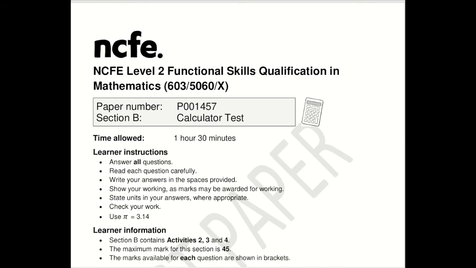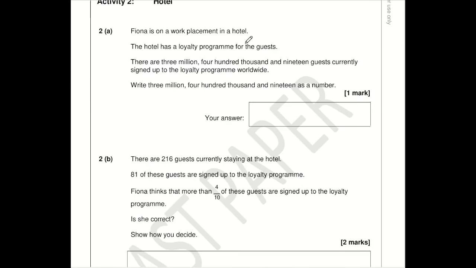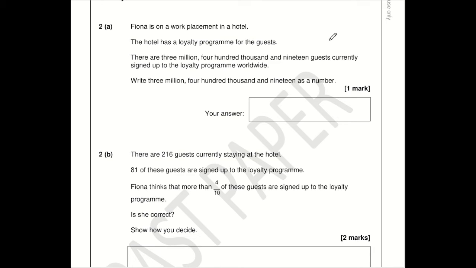This is section B, which is the calculator section. So question 2A. All we have to do here, having a calculator is not in the slightest bit useful, is write the number that's been described in words in figures.